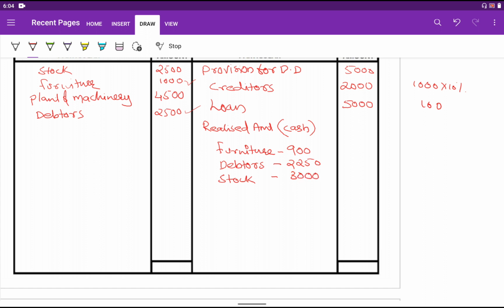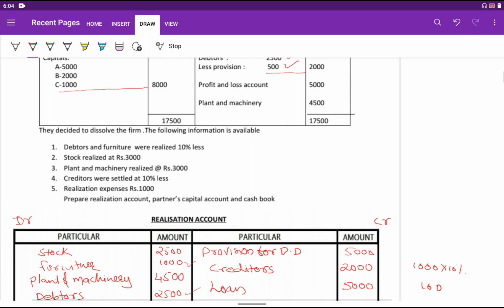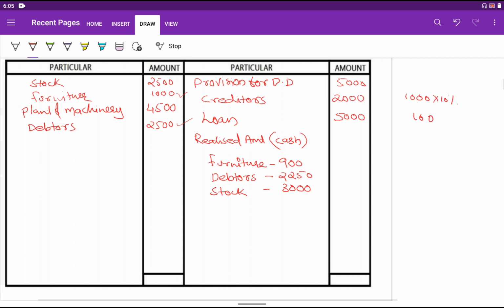Stock 3000. And next, plant and machinery also realized at rupees 3000. So total from the realization we got cash of 9150. This will be directly going to the cash account. While doing the cash account we will write it separately, because doing it together will make you confused. So this much amount we got from the second hand market through realization, 9150.